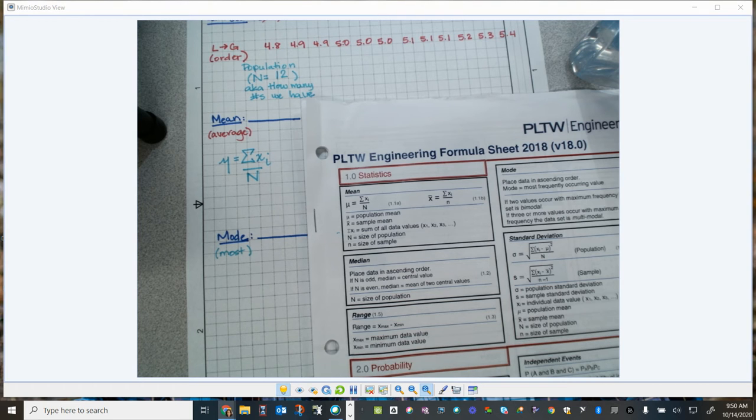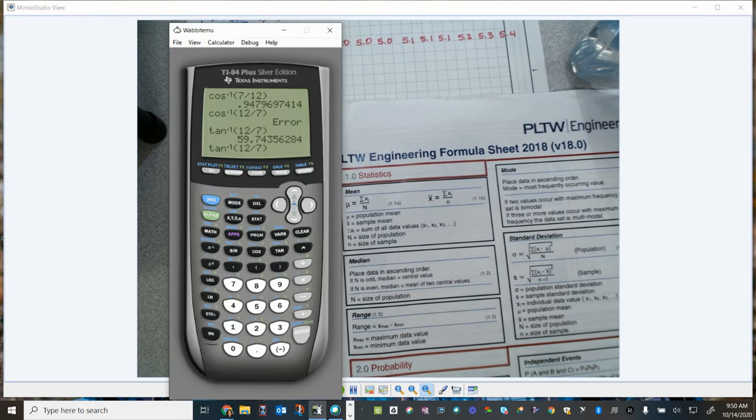Okay, so you are going to need your calculator. And once we open up our calculator, make sure it is turned on. We are going to add up our numbers, starting with 5.1. So 5.1 plus 5.1. Let's see. I'm going to pause while I do my adding.